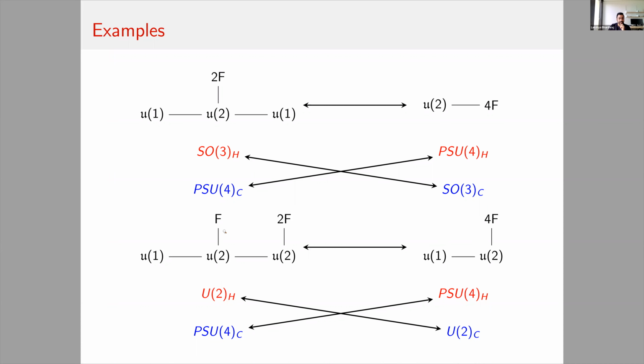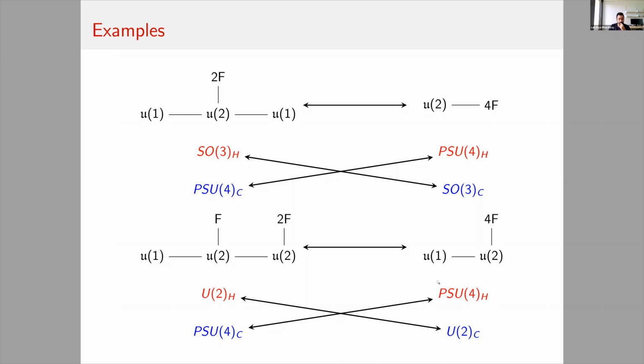Right, so on the left-hand side, we have a Higgs. Let's first compute the Higgs group. We have an SU2 coming from here and a U1 coming from the single fundamental. But the Z2 of this SU2 can be cancelled by the Z2 inside this U1. So you have a U2 group of Higgs branch symmetries. On the right-hand side, you have the same logic as above.